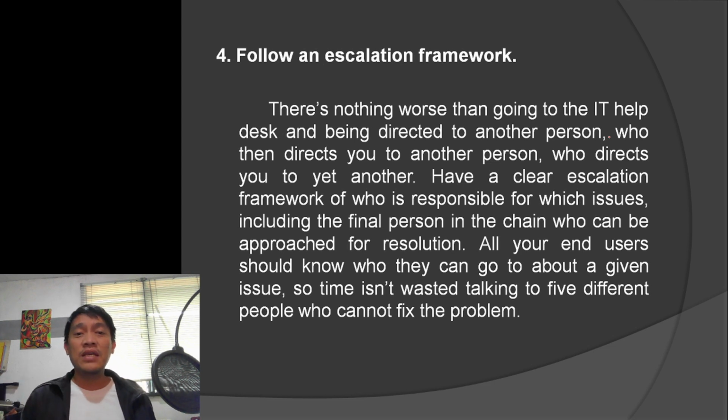Kung kanino mo i-forward yung concern, para that concern will be evaluated and resolved by the person who has an expertise on that particular matter or problem. Okay? So, alamin nyo kung kanino mo siya talaga i-forward. Okay? The problem should be forwarded to a specific person na may expertise on doing that. Okay? Or solving that. So, that's the 4th one, follow an escalation framework.